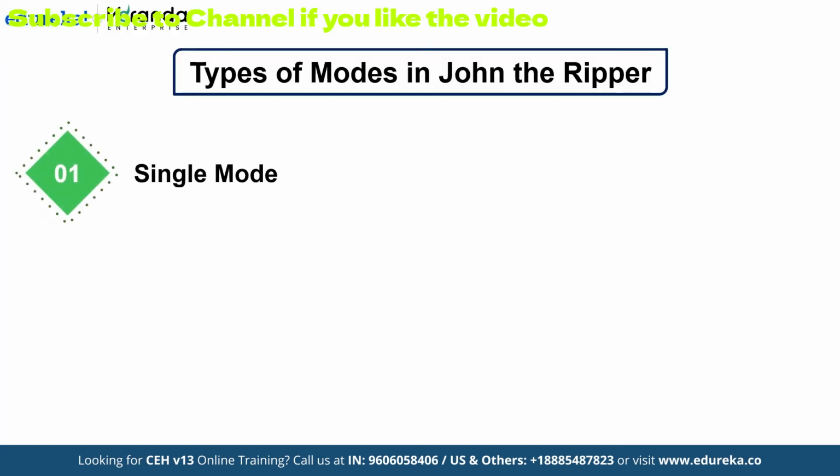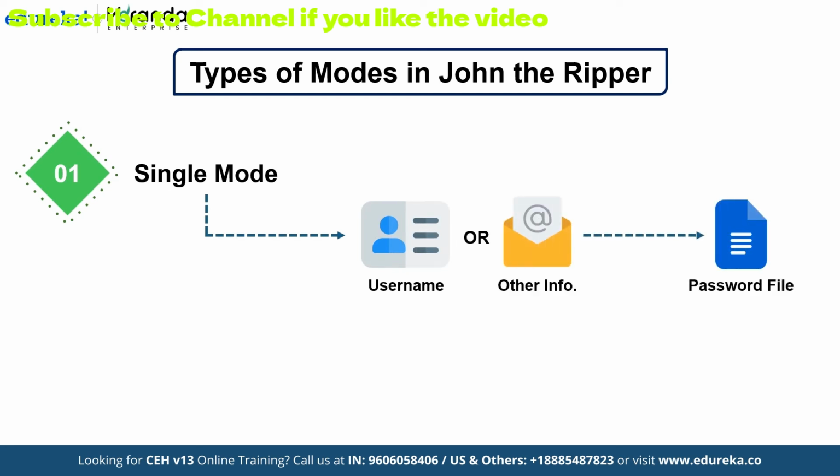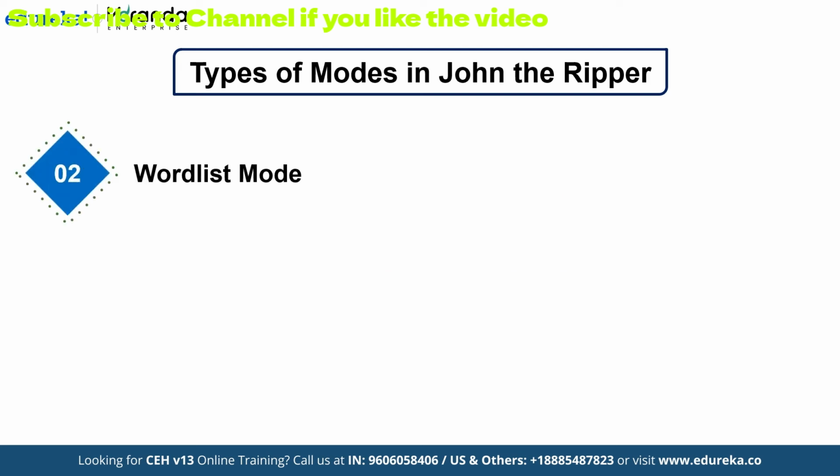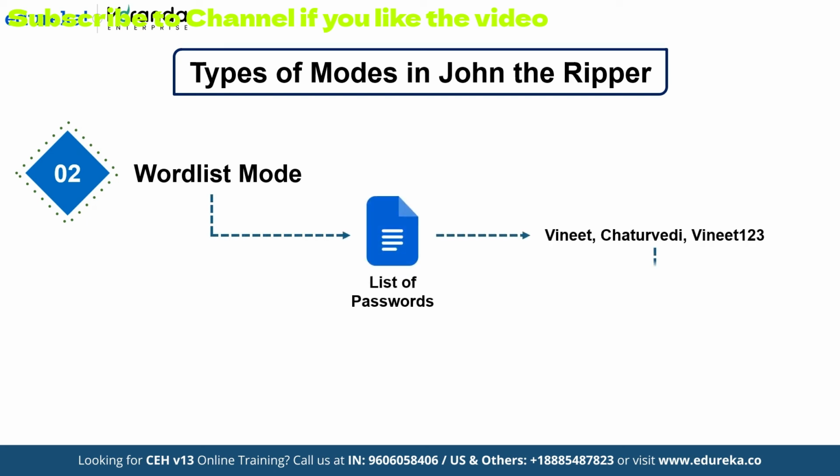First, single mode. The single mode is the simplest and fastest cracking mode in John. This mode uses the username and other related information from the password file as potential guesses. This mode is ideal for quick checks or when you suspect that users might have used simple passwords based on their username or profile data. For example, if a username is something like this, the mode might try Vinith, Chaturvedi or combinations like Vinith123. Next is the wordlist mode, one of the most commonly used modes. This mode takes a predefined list of passwords, like a wordlist, and tests each one against the hash.